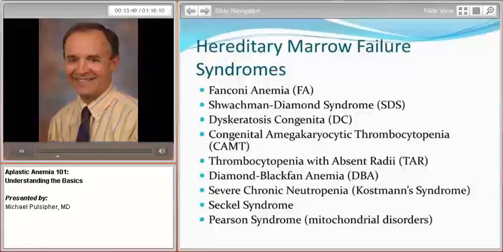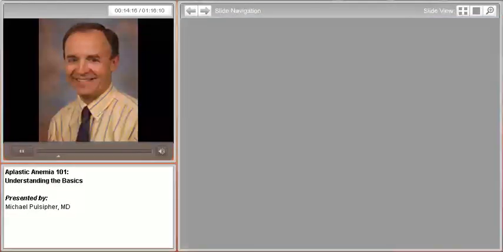Now, what are the bone marrow failure syndromes? There's a list included here: Fanconi anemia, Shwachman-Diamond syndrome, dyskeratosis congenita, amegakaryocytic thrombocytopenia, lots of long names of these different things. The most important thing to understand about these syndromes is that you want your physician to be familiar with them and to think about them as he's diagnosing you so that it's not overlooked.